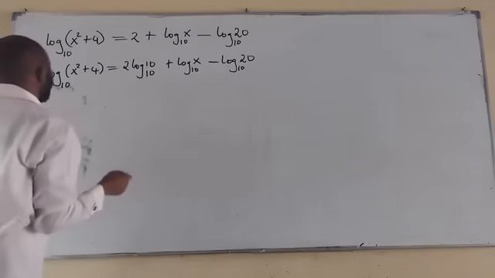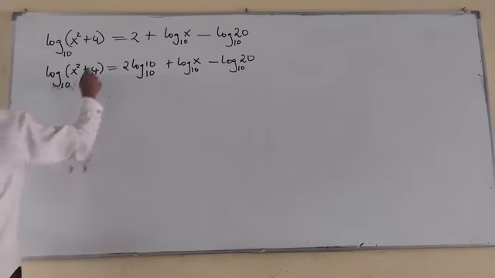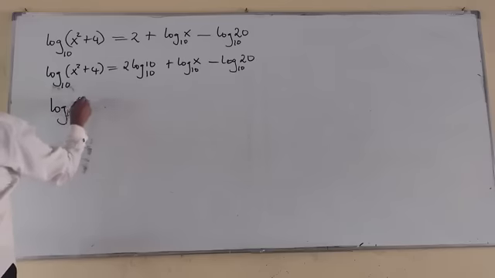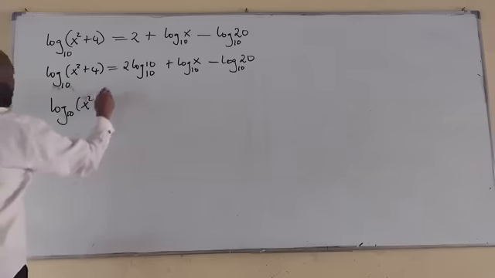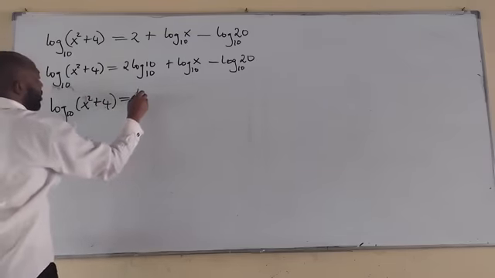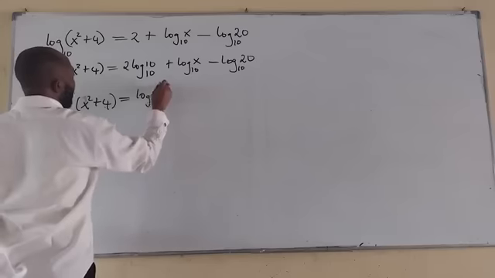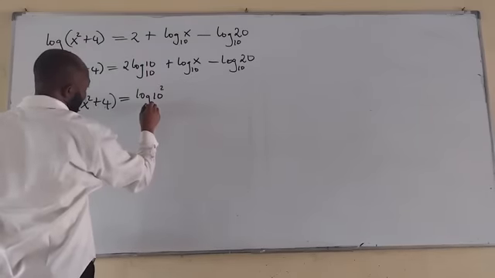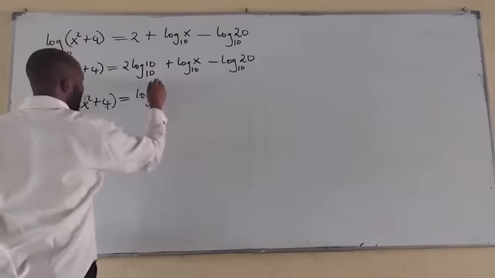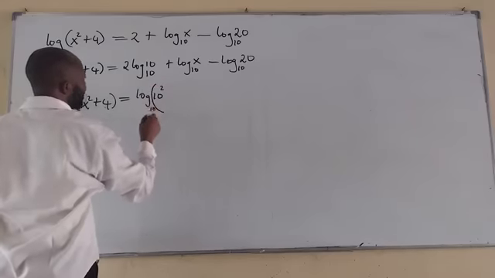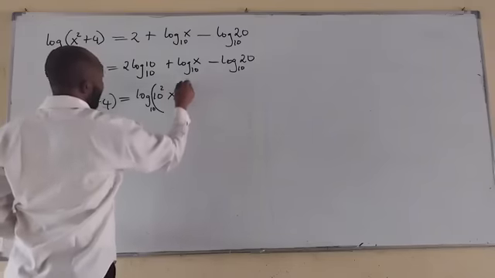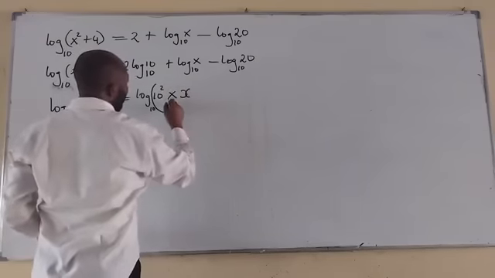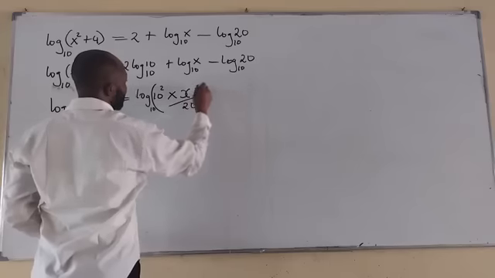So from here, I presume I've moved it over. Log in base 10, open bracket, x squared plus 4, close bracket, equals log 10 squared, because this comes up in base 10. Okay, let me just put it one time, in base 10, times x, divide by 20.